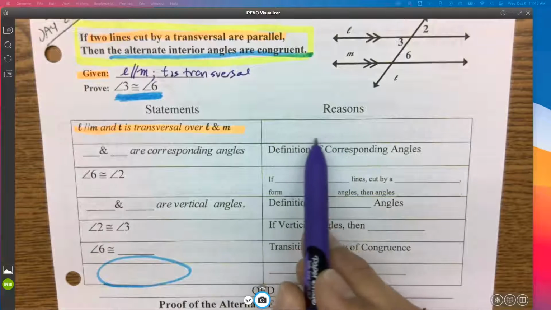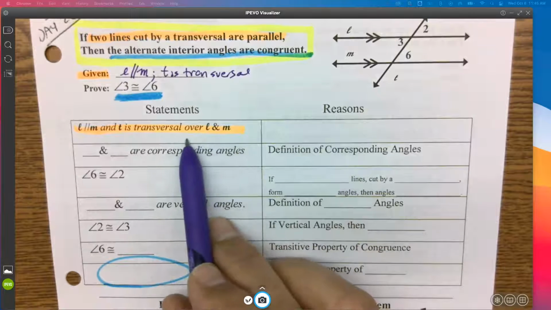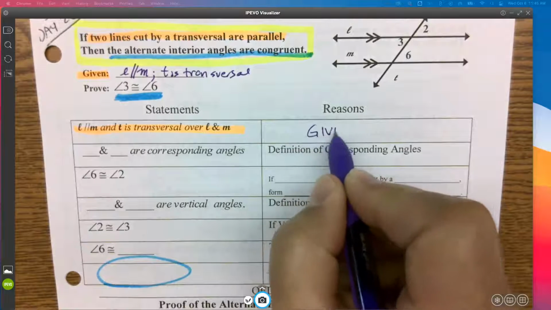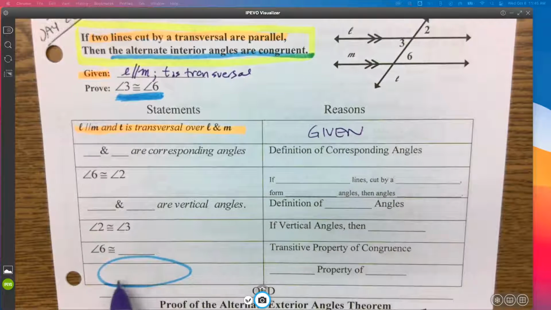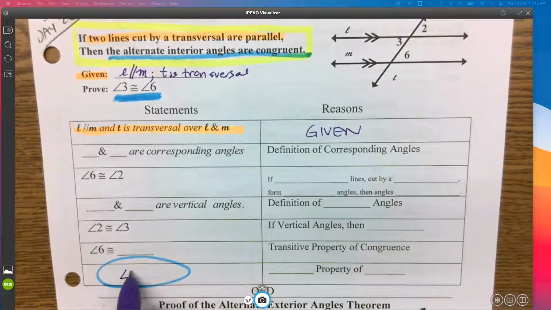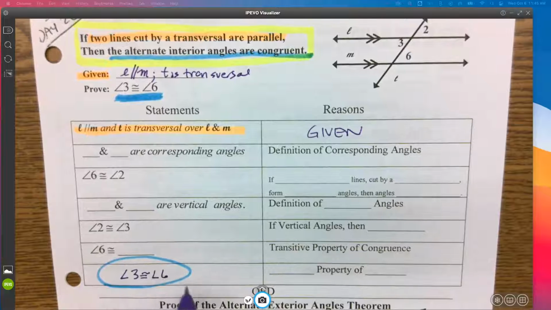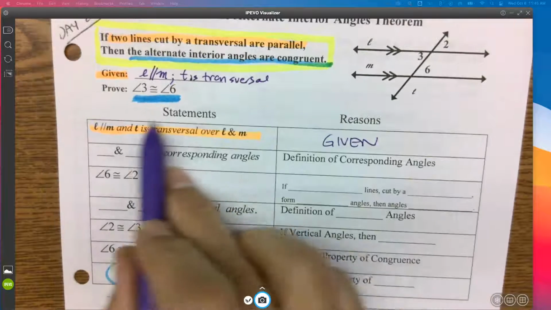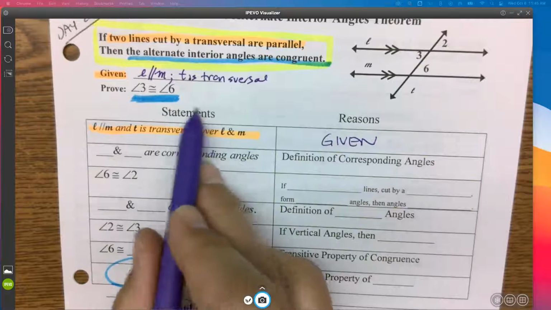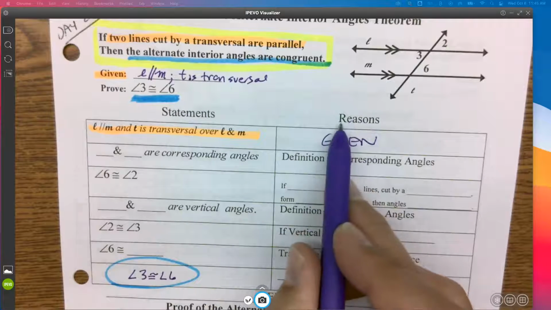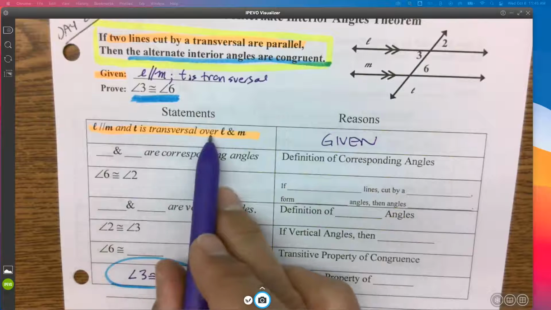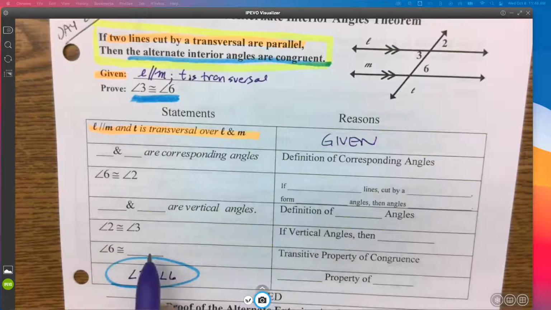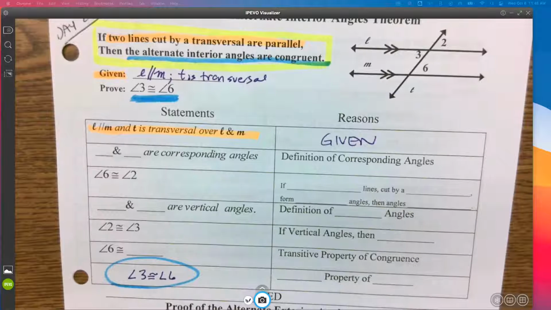What goes here? What's the reason for this first step? Given. Good. And what goes down here? Angle 3 is congruent to angle 6. Good. This is where I said you should be at proofs by now. You should recognize that it's a two-column scenario. You have statements on the left, reasons on the right. Your given is the first statement, justified by the word given, and your prove is the last step, and we don't know what goes there yet. Will it ever be the word prove? Never, never, ever, ever, even though it says it there.